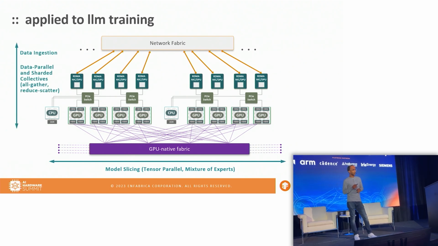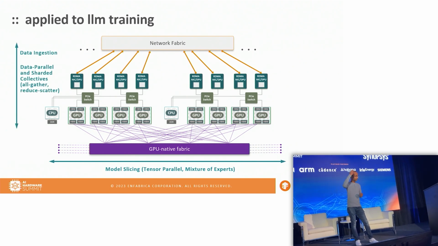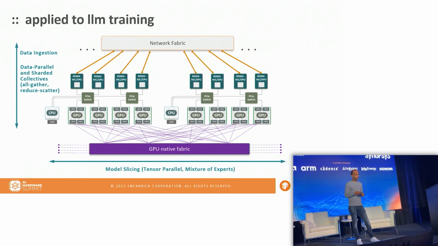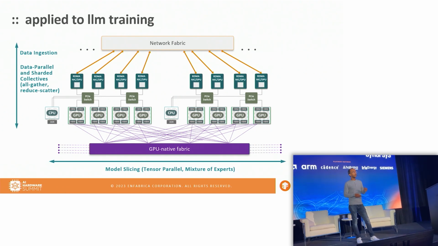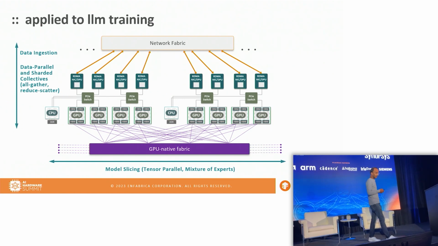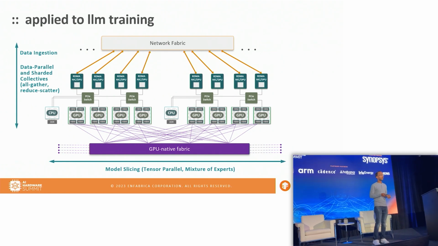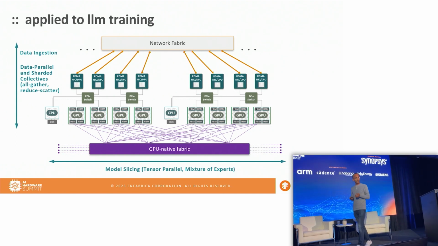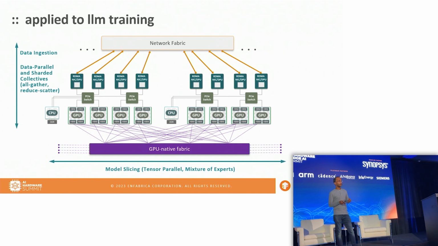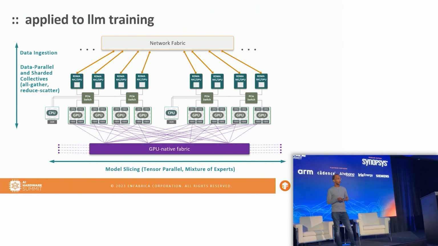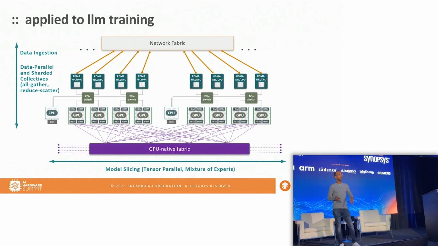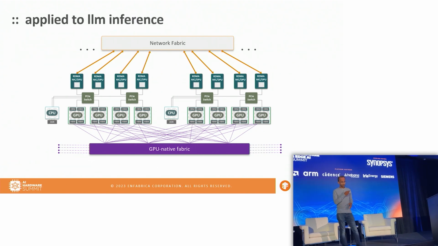The data parallel dimension, where we're using lots of different input training sets, is what scales primarily in the network or scale-out dimension. It's also used for other types of sharded collectives like optimizer state sharding, as well as for ingestion of the actual training data into the nodes. They have to come from somewhere, right? So they're coming usually from a network.